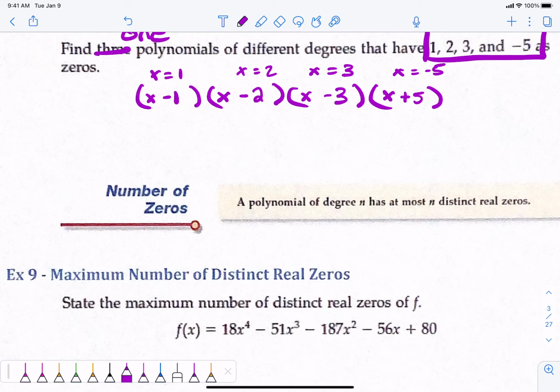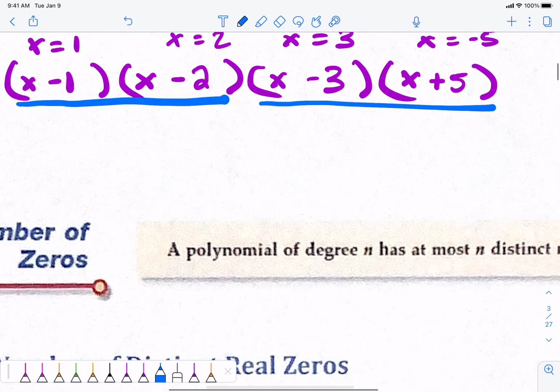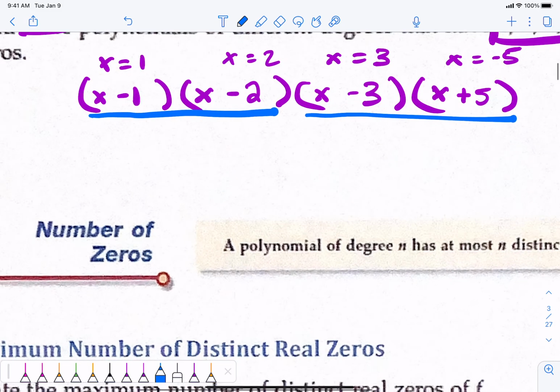Okay, we're going to create a polynomial from this. So now what are we going to do? FOIL. Now, I would suggest FOILing these two, getting an answer, FOILing these two, and then getting one big answer, okay? It's not going to be bad. We don't have to do them all together. So let's FOIL just these two right here.